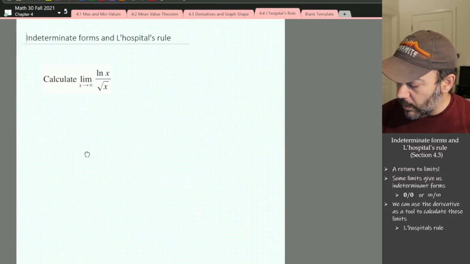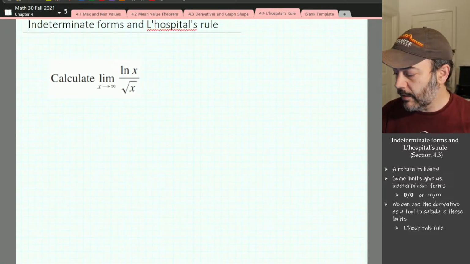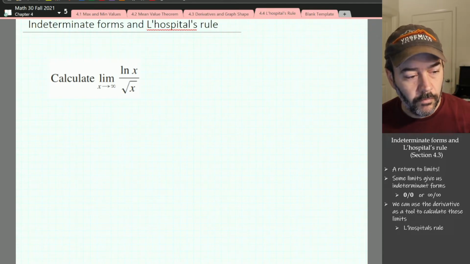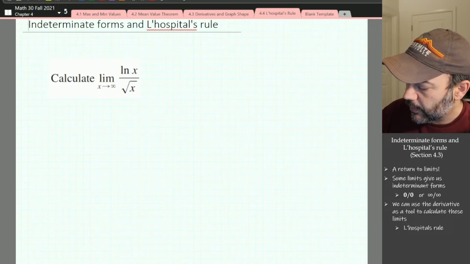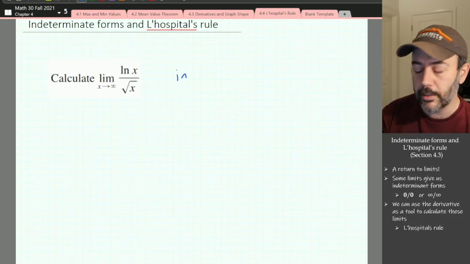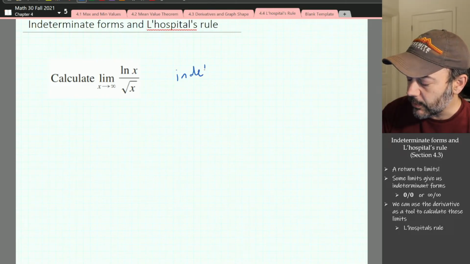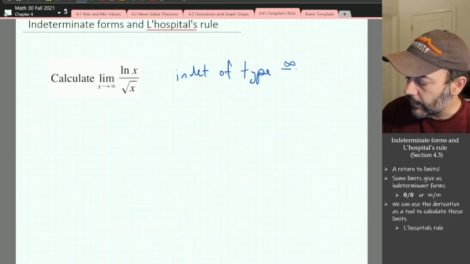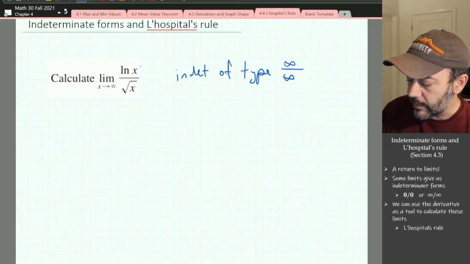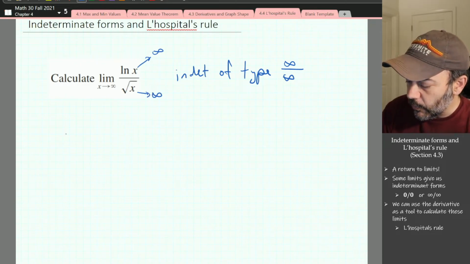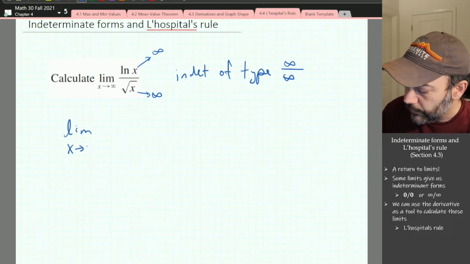Okay, one more example. I'm just going to shorten it slightly to shorten the video. You should show first that it is indeterminate of type infinity over infinity, because the natural log goes to infinity as x goes to infinity, and square root goes to infinity as x goes to infinity. So we can apply L'Hopital's rule.